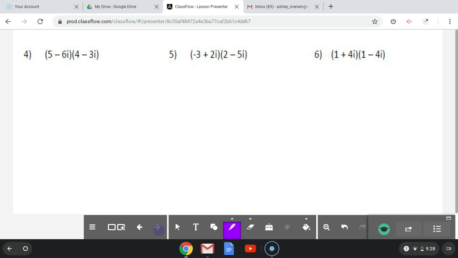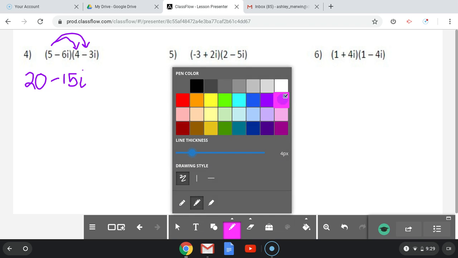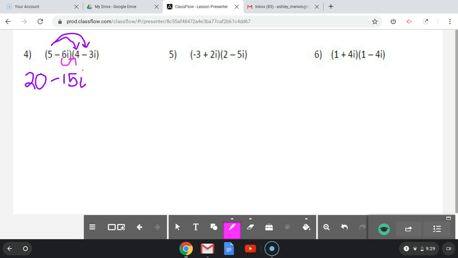Okay, for 4 through 6, we have 2 sets of parentheses, so we're going to have to FOIL. So remember, that means you're doing 4 multiplications and then combining like terms. All right, so first we'll distribute the 5. 5 times 4, 20. 5 times negative 3i, negative 15i. Okay, now I'm going to distribute my negative 6i. Negative 6i times 4 is negative 24i. And then negative 6i times negative 3i is going to become positive 18i squared.